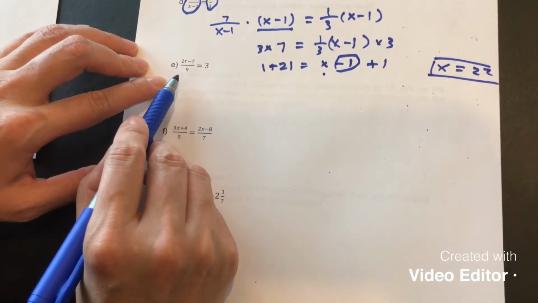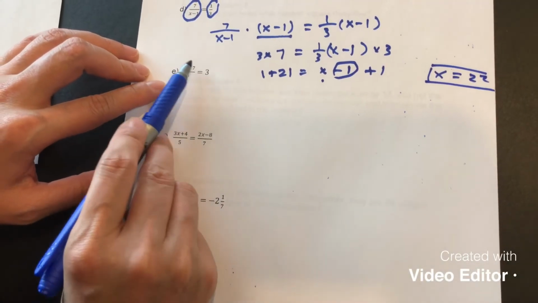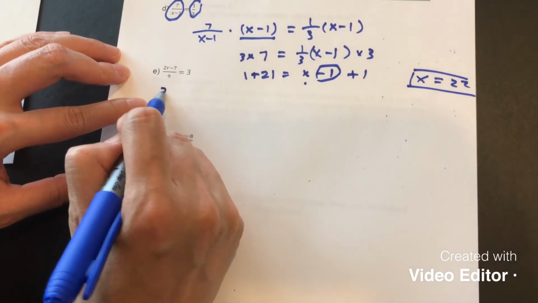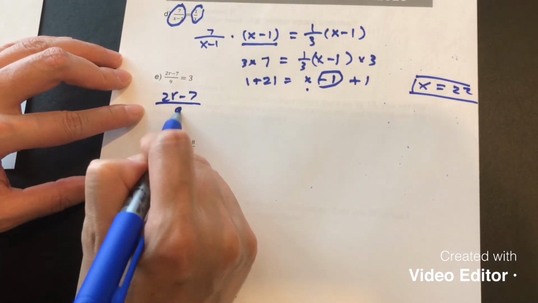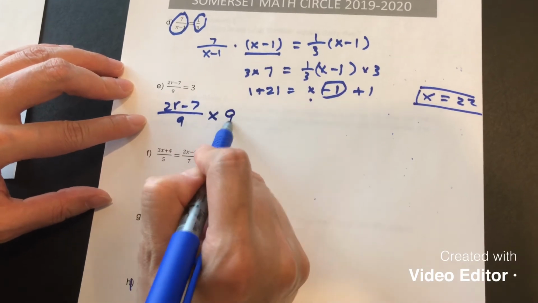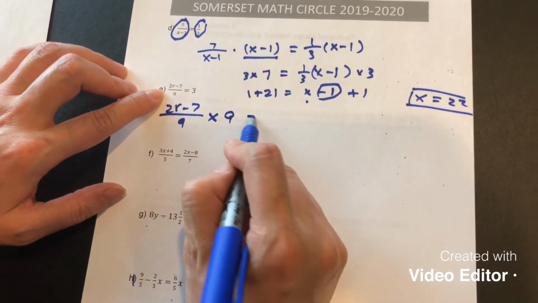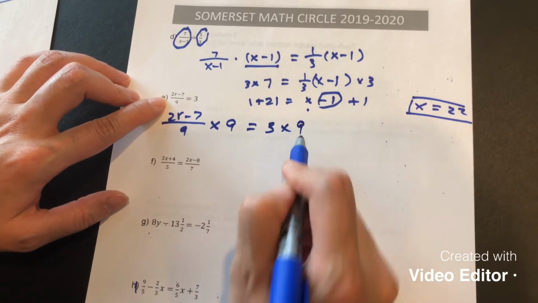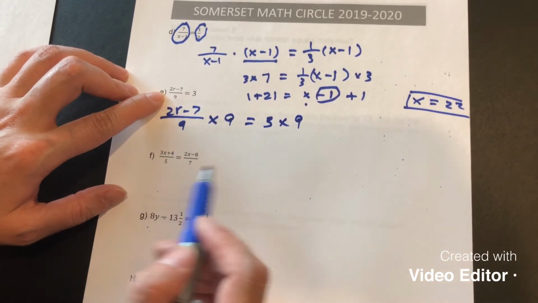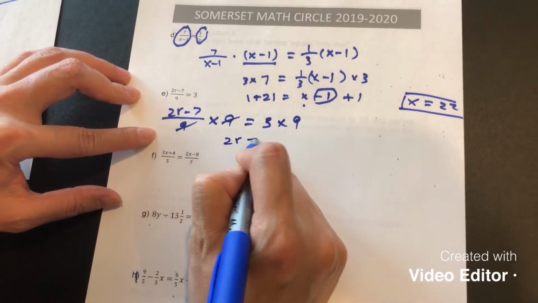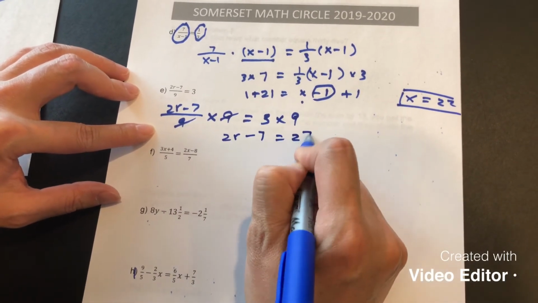Okay, this example, again, we have this whole thing divided by 9. We need to multiply the whole side. 2r minus 7 divided by 9. Multiply the whole left-hand side by 9 to get rid of the denominator. And you do the same to the right-hand side. So these two cancel, equal to 1, and 2r minus 7 equals to 27.